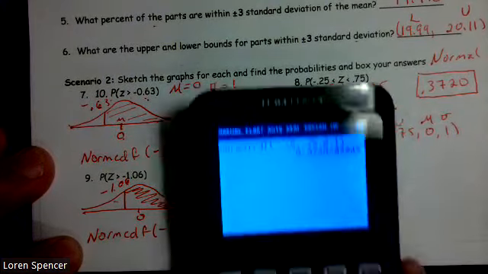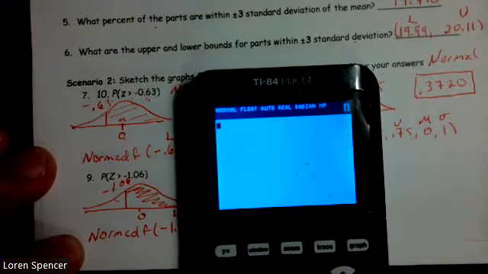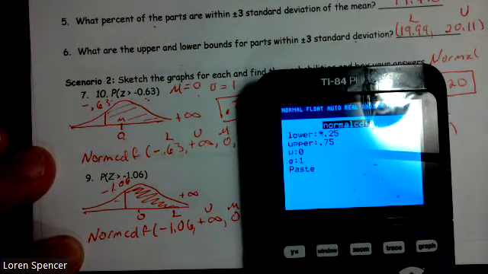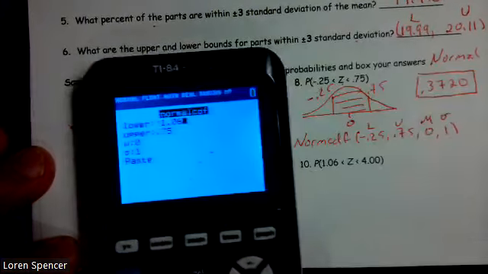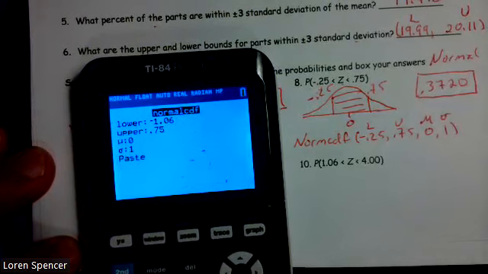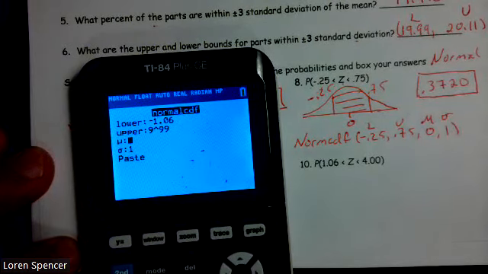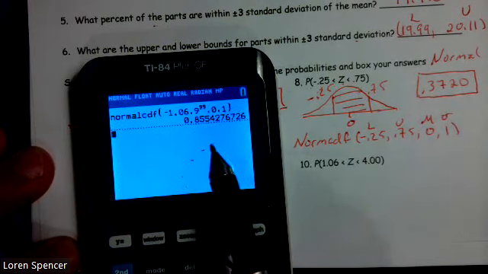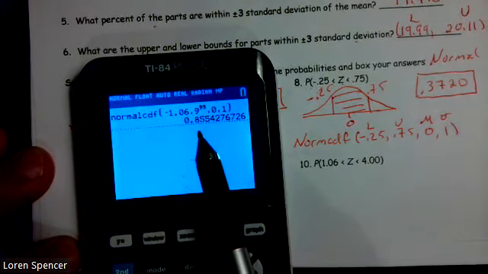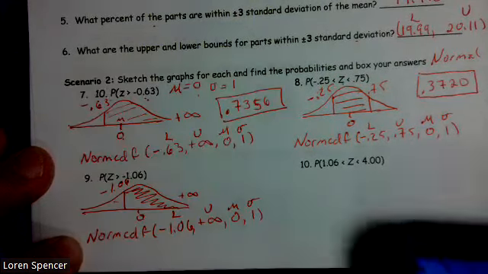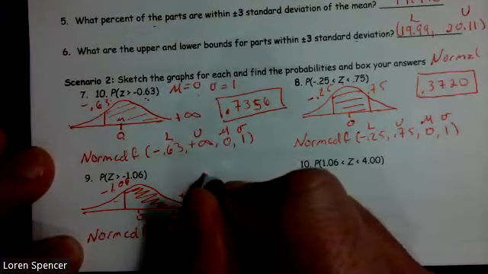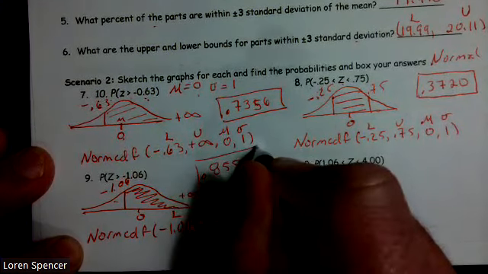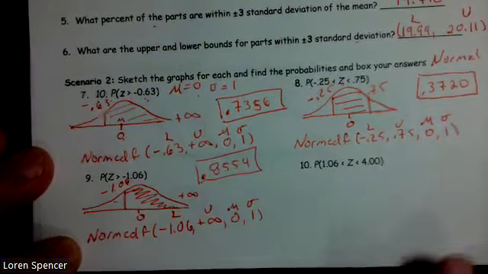I have my labels. So second vars, normal, CDF, negative 1.06, 9.99, that represents our infinity, then 0 and 1. We end up finding when we hit enter a couple times, that's about 86%. So 0.8554. All right, the next one.